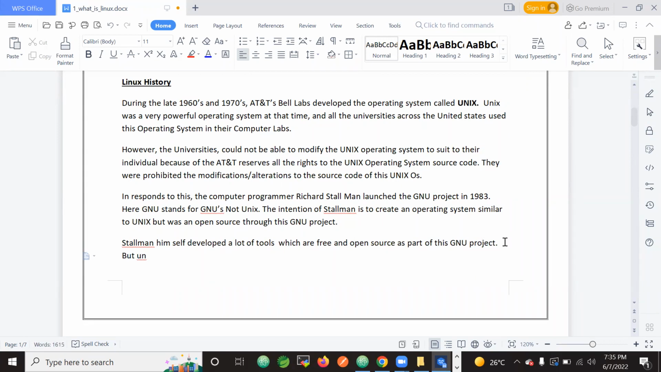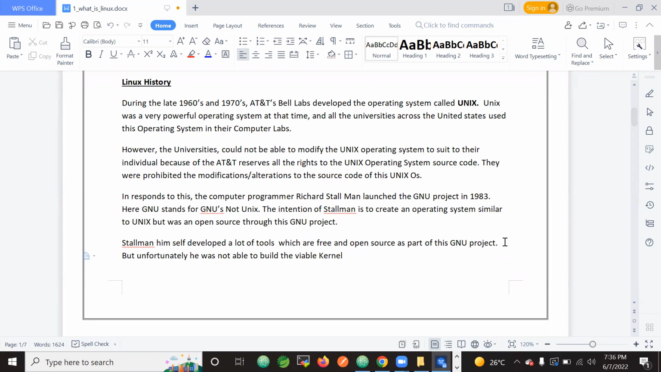But unfortunately, he was not able to build the kernel. Here we need to use the word viable. A viable kernel. Viable meaning suitable or possible.